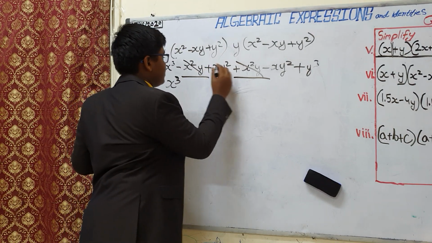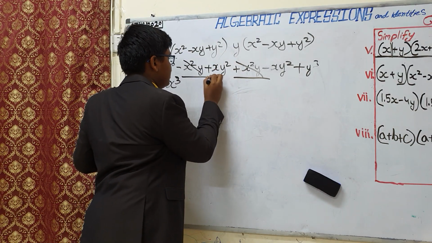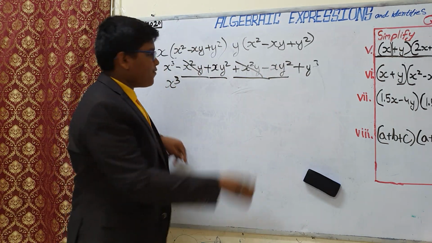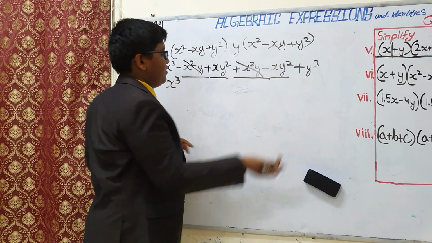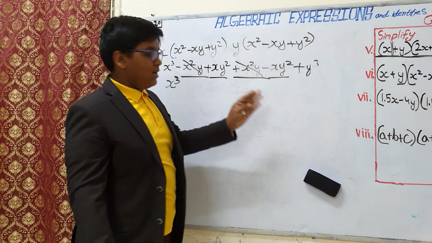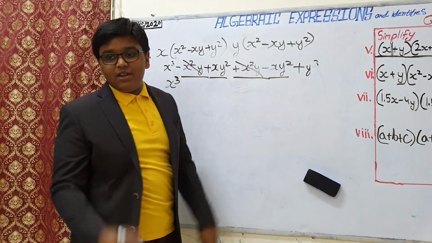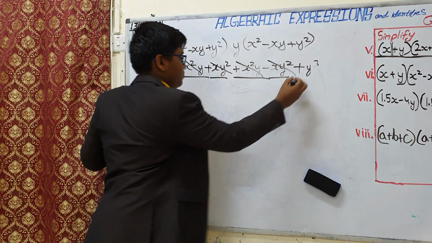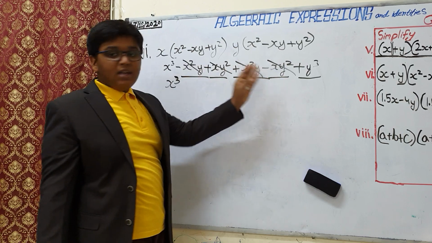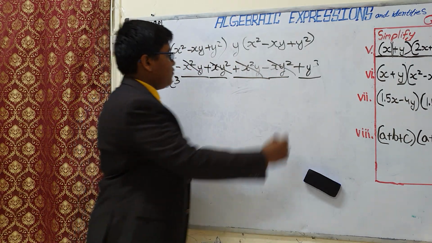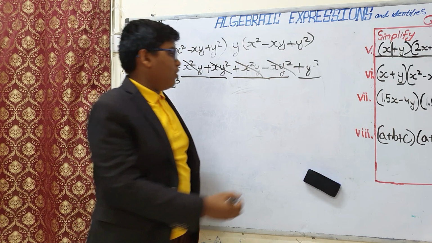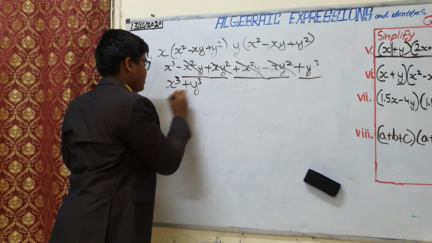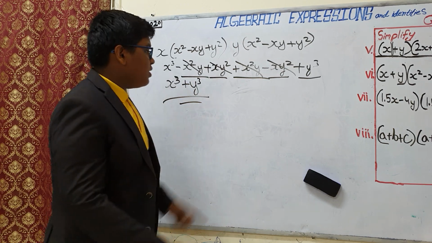Now let's go for the third variable. So the third variable is plus xy squared and minus xy squared. So here also we have minus and plus, so we will cancel them both, since 1 minus 1 equals 0. So for now we don't have any expression left for finding like terms of y cubed. That's why we will write x cubed plus y cubed as it is. Now this is the answer for the sixth one.